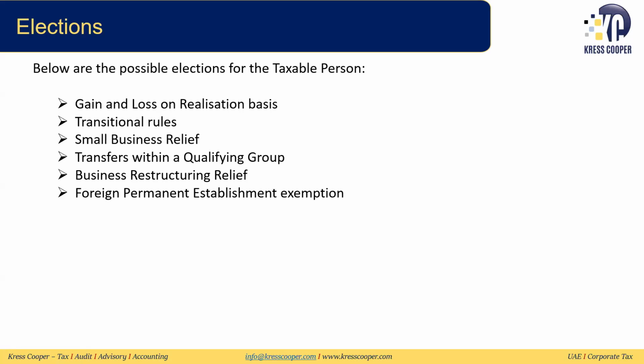So the elections we will be discussing, which will be popping up in your first return, will be the gain and loss on realization basis, the transitional rules, the small business relief, the transfer within the qualifying group, the business restructuring relief, and the foreign permanent establishment exemption. So let's discuss each one of these in detail.